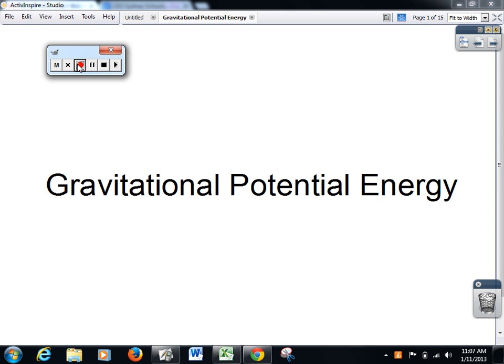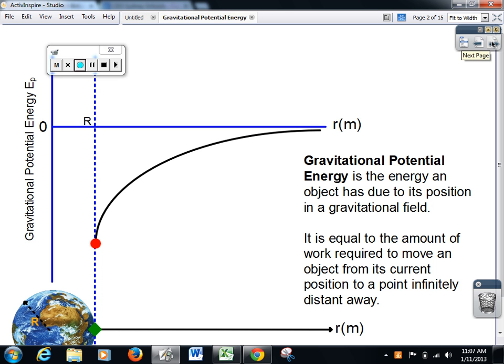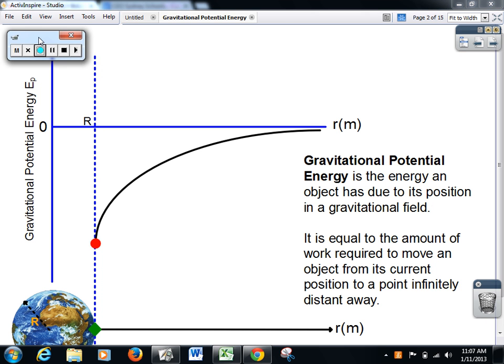Now we move on to the amount of energy we have because we are in a gravitational field. So not just the pull down, the force, but energy. So the first thing we're going to look at is what is gravitational potential energy. And let's just do the formal definitions. Gravitational potential energy is the energy an object has just because it is in the middle of a gravitational field.